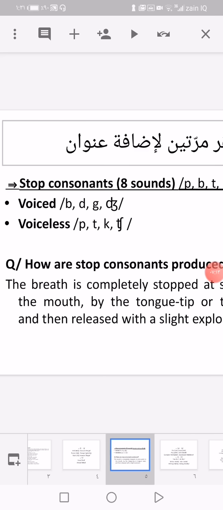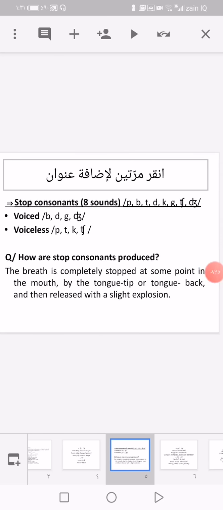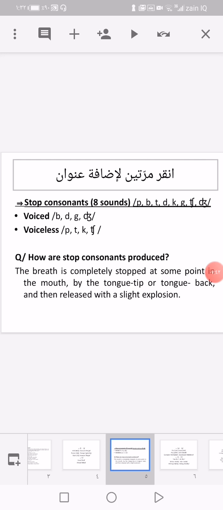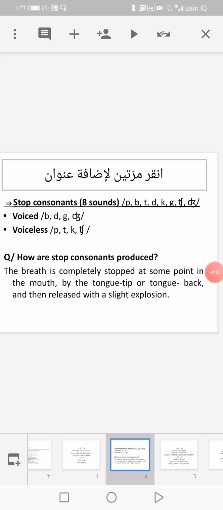Let us go to stop consonants. What are stop consonants? Stop consonants are classified into 8 sounds. We have p, b, t, d, k, g, ch, and j. These sounds are divided into 2 groups: voiced and voiceless.